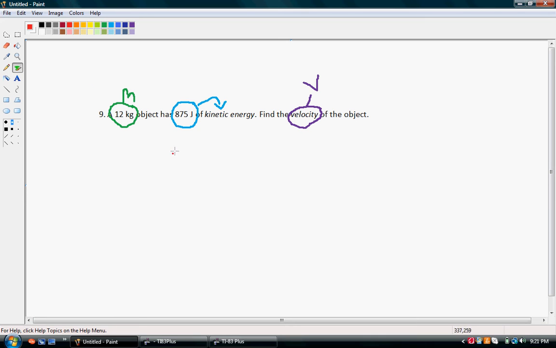So we use our kinetic energy formula. So we know that KE, kinetic energy, is equal to 1/2 mass times velocity squared. And what we're trying to find out is, what is this velocity? It wants to know the velocity of this guy right there.